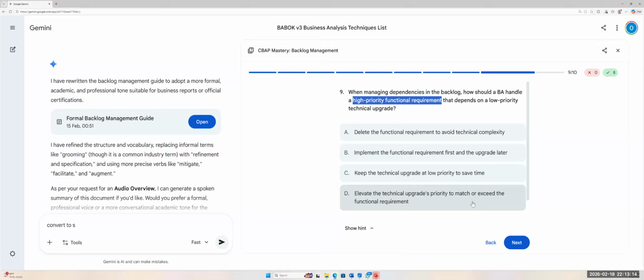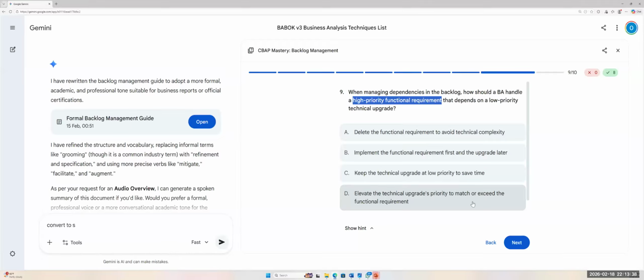It sounds interesting. Yes, it is. Do you want to change your answer? No. Why? Because the high priority functional requirement depends on that low priority one. So they have to go pari passu. So you have to elevate that technical upgrade because the functional one is depending on it.